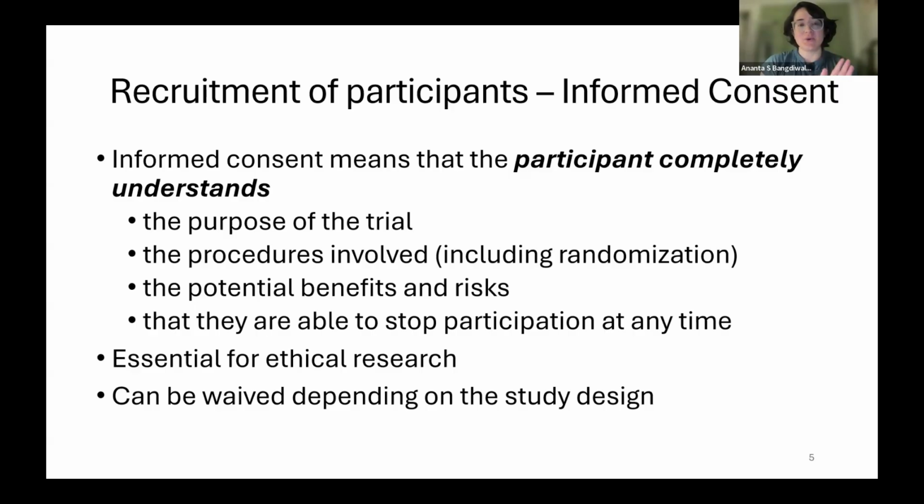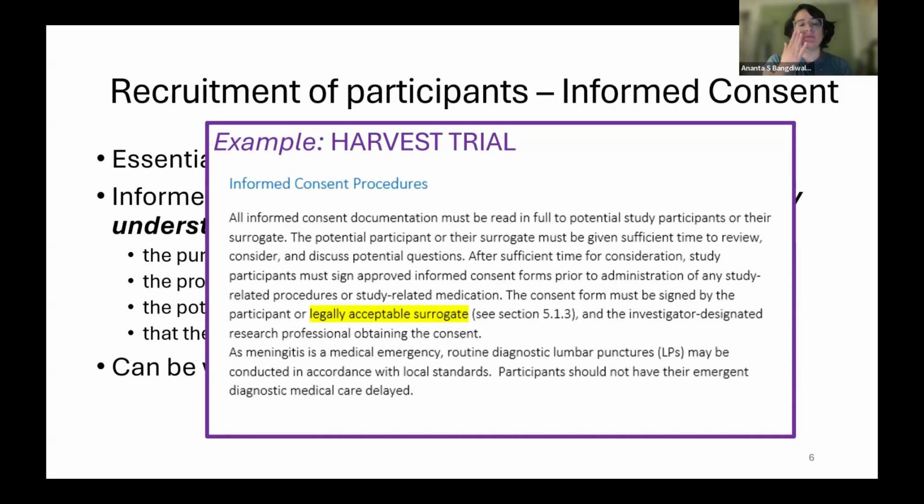So that's informed consent. In the example of the Harvest trial, you'll recall that our participants are patients who are suffering from tuberculous meningitis. They have an infection of their brainstem, which is very often affecting their consciousness. A lot of them have debilitating headaches. They have a Glasgow Coma Scale score of less than 15. They're not able to provide their own informed consent. And in our case, we also allowed for a legally acceptable surrogate.